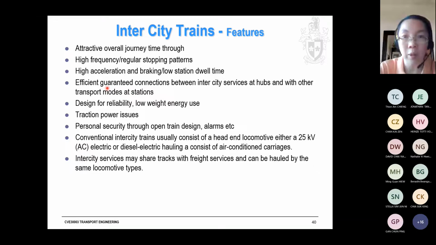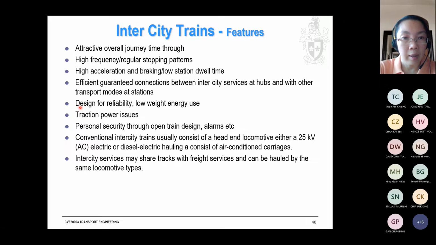This is also important with other transport modes at the station, because when you have train, you cannot be stand-alone. In the first few weeks of this unit, we learn about intermodal. You have different modes of transportation. Yeah, so it is important that a station has different modes of transportation system.